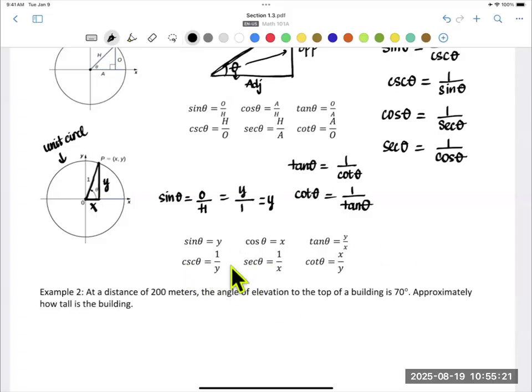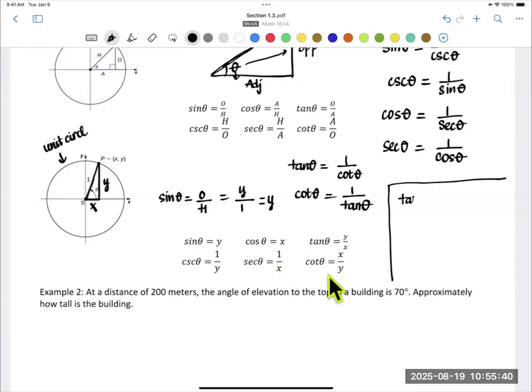And cosecant is just the reciprocal of sine, secant is the reciprocal of cosine, and cotangent is the reciprocal of tangent. So there are some identities that you may want to remember as well because of the reciprocal relationship.